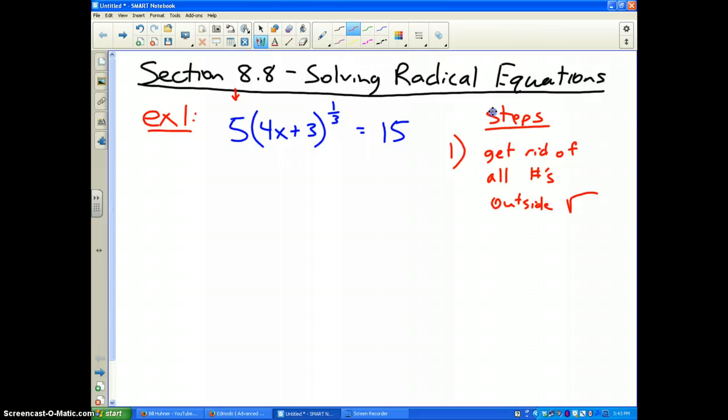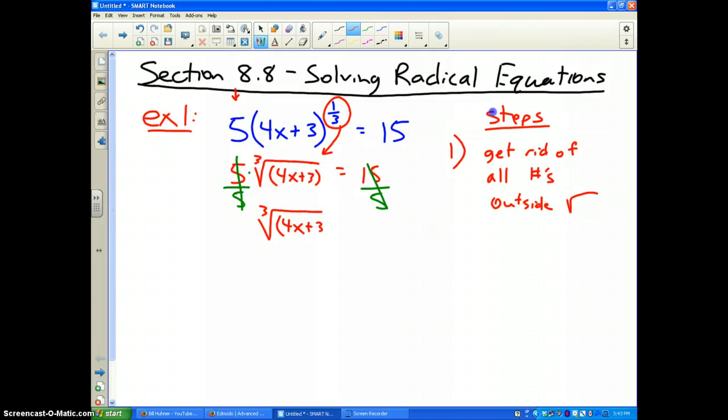Remember, I could rewrite this 1/3 power as 5 times the 3rd root of 4x plus 3 is equal to 15. Remember, that's what 1/3 means. We just learned that. So the number that's outside the root symbol would be the 5. I got to divide both sides by 5 since that's a times sign. So these cancel out, and I'm going to get the cube root of 4x plus 3 is equal to 3.